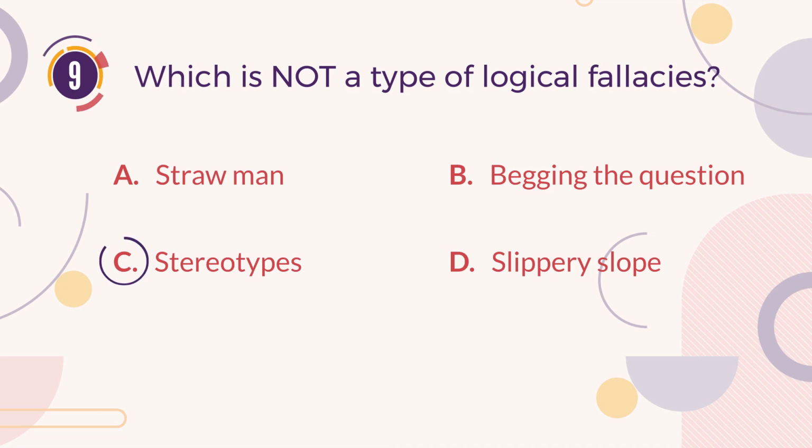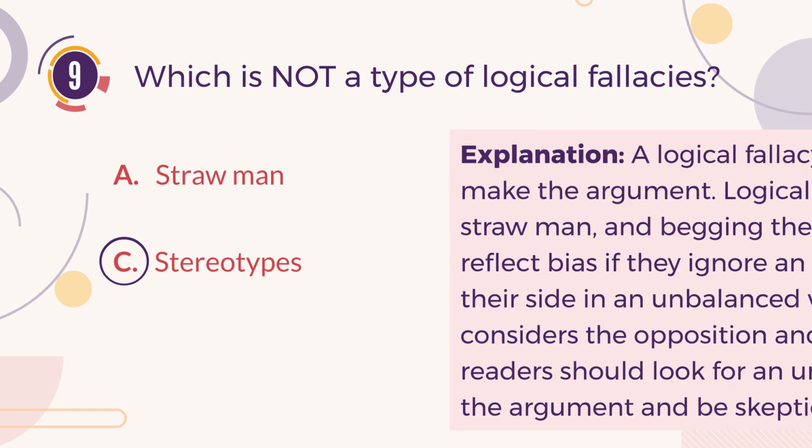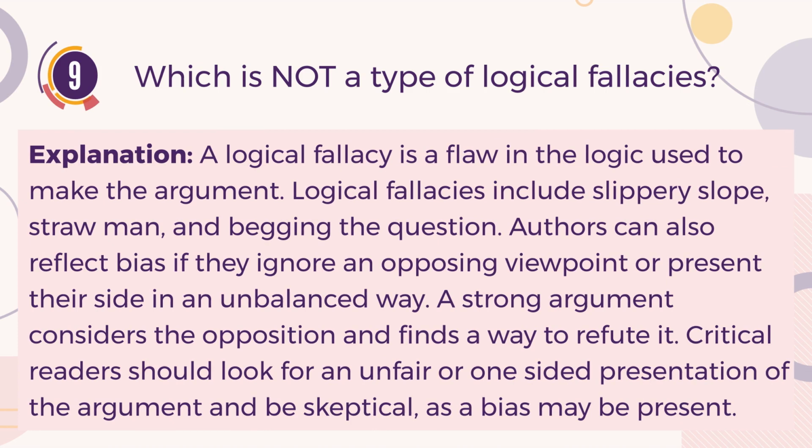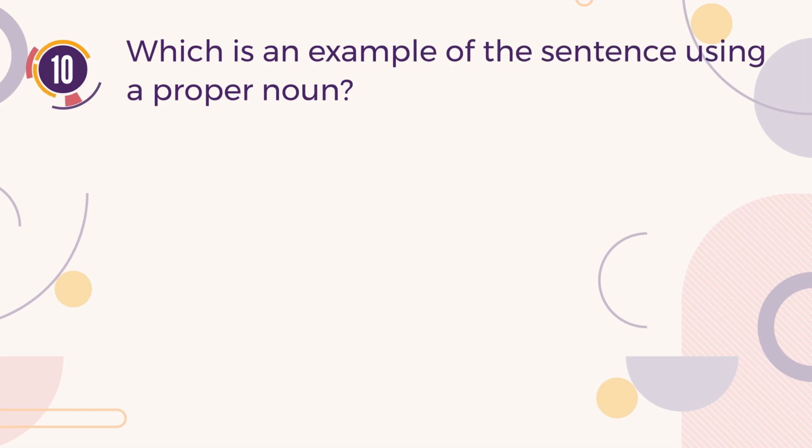The correct answer is C. Stereotypes. Explanation. A logical fallacy is a flaw in the logic used to make the argument. Logical fallacies include slippery slope, straw man, and begging the question. Authors can also reflect bias if they ignore an opposing viewpoint or present their side in an unbalanced way. A strong argument considers the opposition and finds a way to refute it. Critical readers should look for an unfair or one-sided presentation of the argument and be skeptical, as a bias may be present.